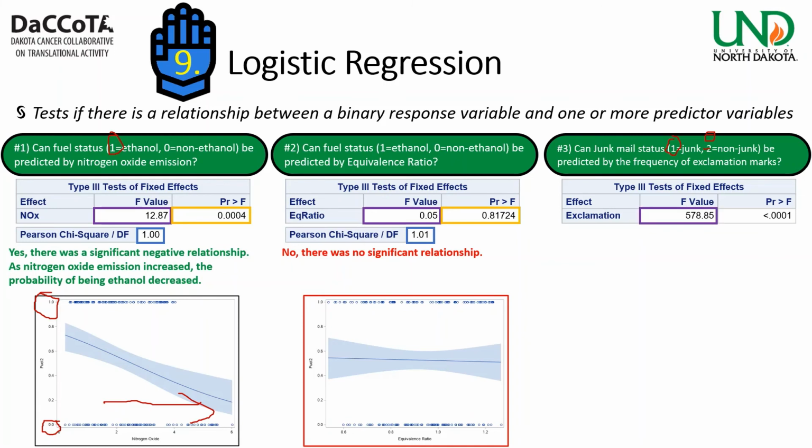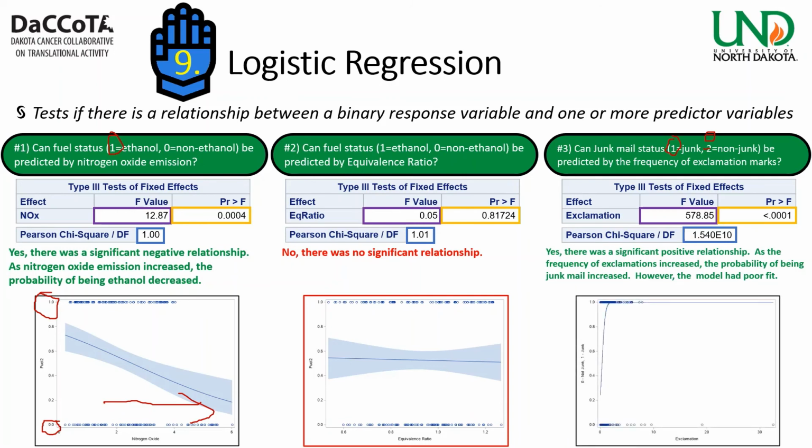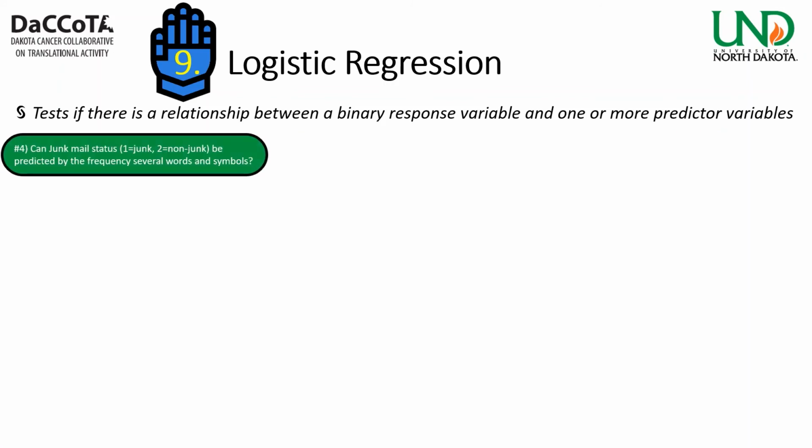And that was highly significant, though it looks like this isn't a very good fit, but there was a significant positive relationship. As the frequency of exclamations increased, the probability of it being junk mail increased. But it didn't have a very good fit. I'm not sure why. If you were doing this for real, you'd have to really dig into building a more sophisticated model. Okay, continuing our junk mail theme.